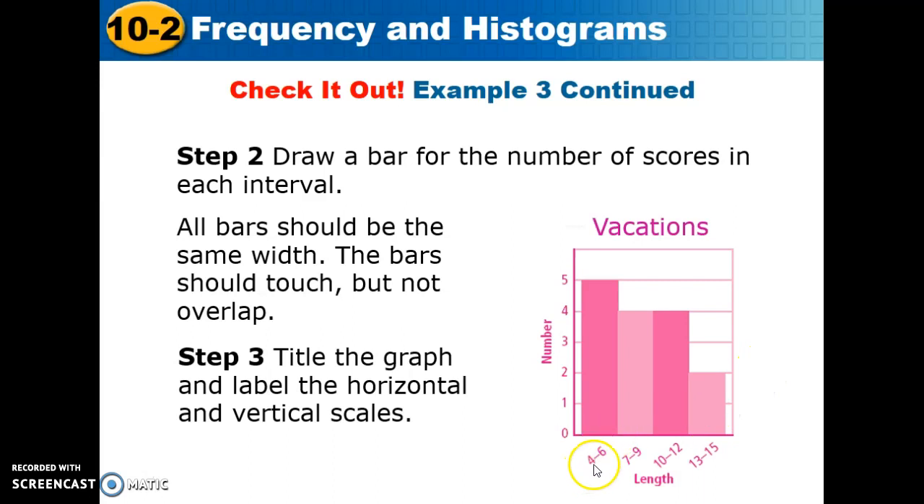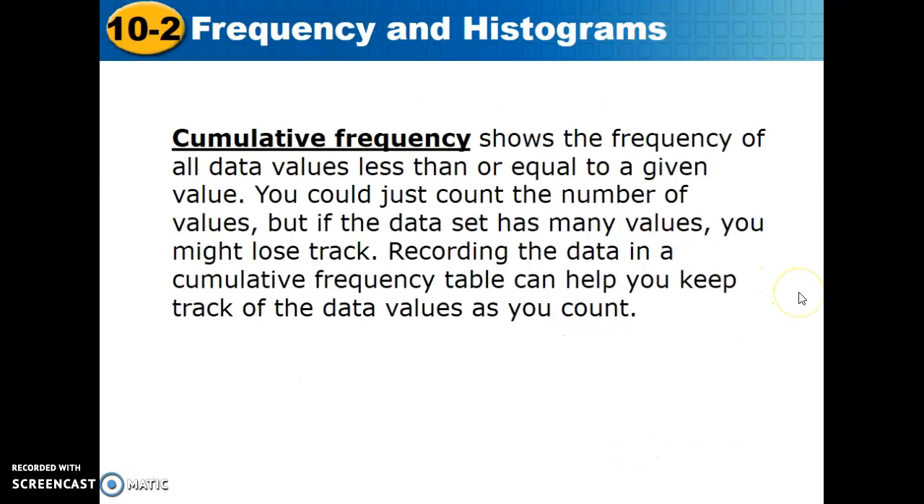So we see the exact same data from the frequency table now in our histogram. The values between 4 and 6, there were 5. 7 to 9, there were 4, etc. So we've labeled our histogram, and we have titled both the horizontal and the vertical axis: the length of her vacations and the number of vacations that she spent.